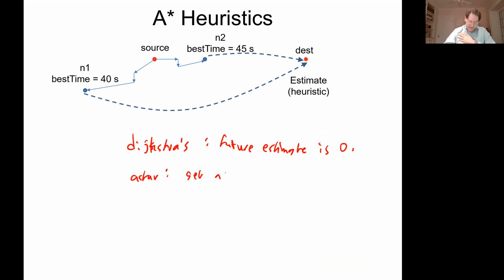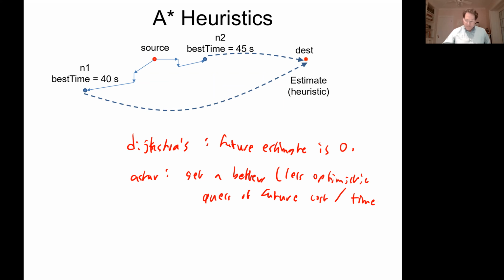So A-star algorithms basically get a better, or less optimistic, guess of future cost. And again, in our case, future cost is time, travel time. And that makes them more efficient, right? If you use an extremely conservative estimate of the future travel time, like 0, you actually devolve to Dijkstra's algorithm. It's correct, but it's no faster. If you use too aggressive an estimate, where your estimate is not a lower bound, then you actually risk not finding the best path sometimes.